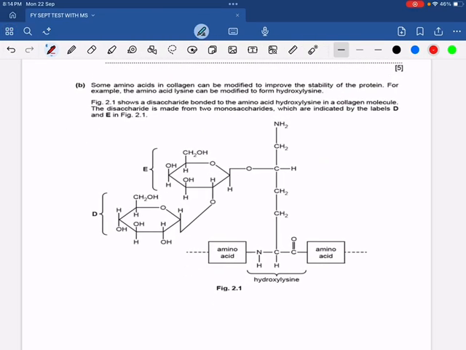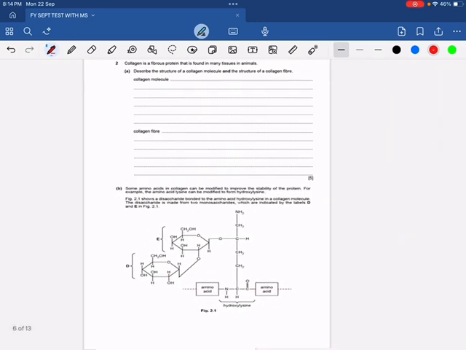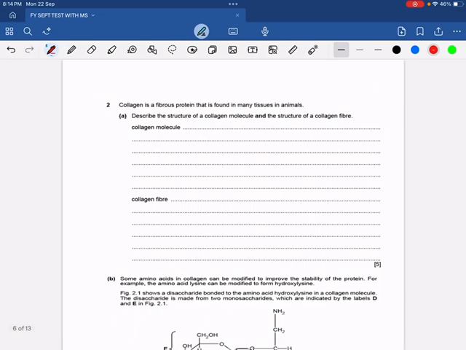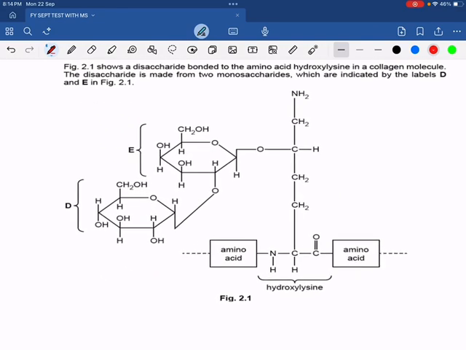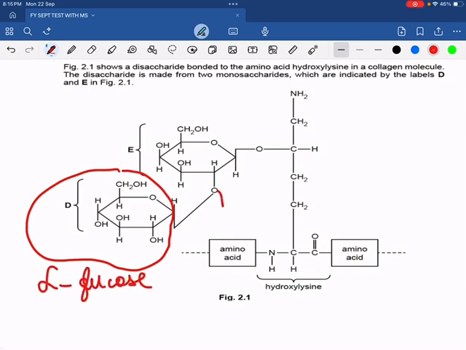Yes. So you were supposed to, in this question, identify the glycosidic bond, identify the R group, and also give the precise name of the monosaccharide, right? Which is labeled D. So it's very, very clear, guys, that this monosaccharide is alpha glucose. No doubt about it. This is your glycosidic bond, and this is your R group.